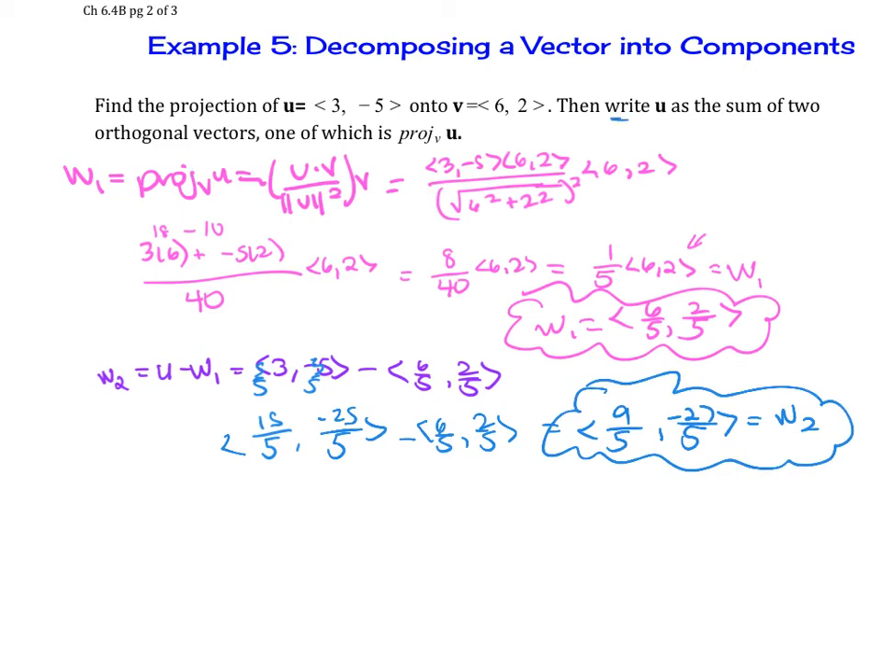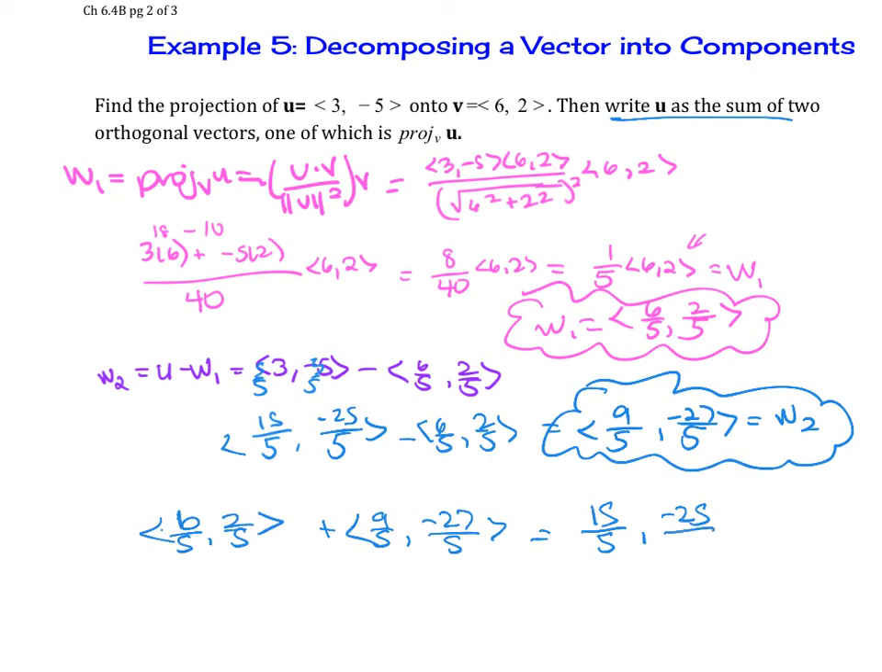Now the last part is to write u as a sum of two orthogonal vectors. So we're going to add together our w1 and w2. And so notice when we add them together what we get: 6 over 5 and 2 over 5 plus 9 over 5 and negative 27 over 5. So this is going to be 15 over 5 and negative 25 over 5. And notice this simplifies to (3, negative 5), which is what we had in the very beginning.